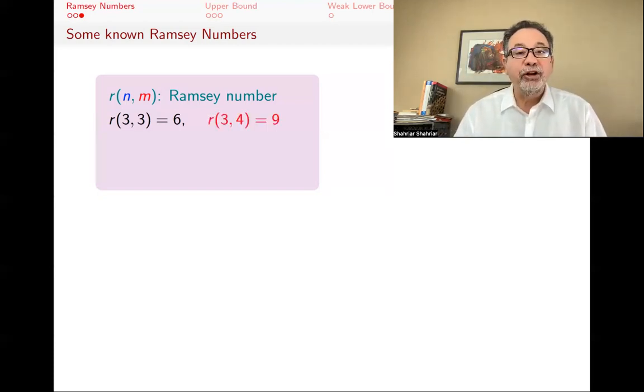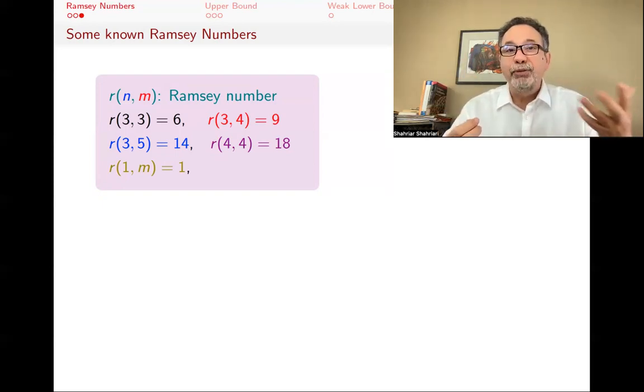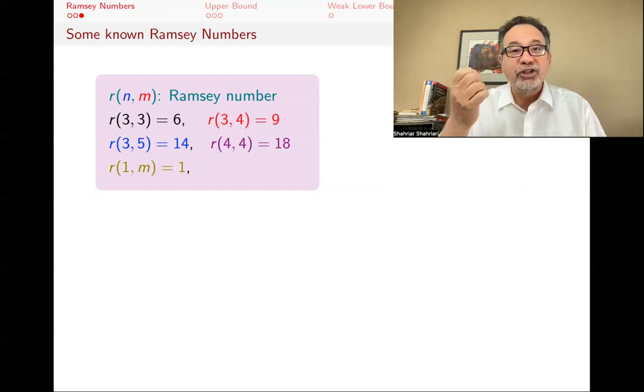And we also proved that R34 is 9, R35 is 14, and R44 is 18. Also, R1M is 1 trivially. If you just have 1 vertex, no matter what you do with the coloring, you will have a blue K1, because a blue K1 is just a vertex with no edges, and therefore there's nothing to worry about.